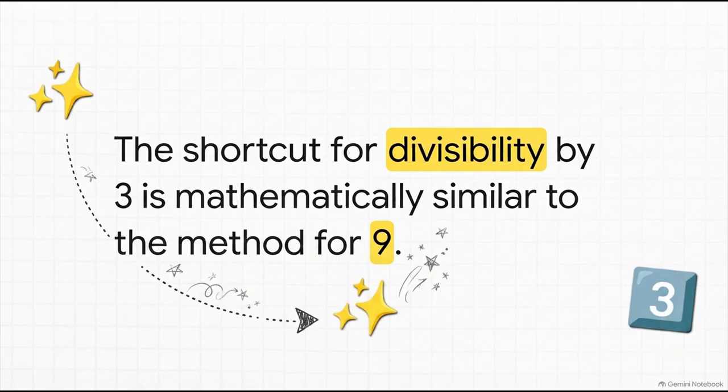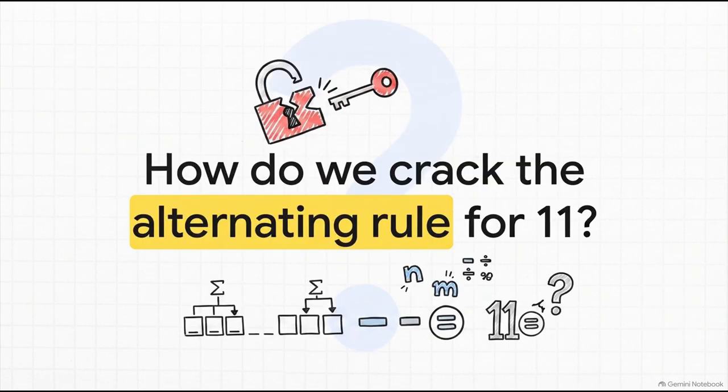And honestly, since all multiples of 9 are inherently multiples of 3 anyway, this exact same remainder logic flawlessly explains the shortcut for divisibility by 3 too. Any power of 10 is just a multiple of 3 plus a remainder of 1. The mechanics are absolutely identical, which is exactly why that sum of the digits trick works like a charm for both numbers. How do we crack the mysterious alternating rule for 11?